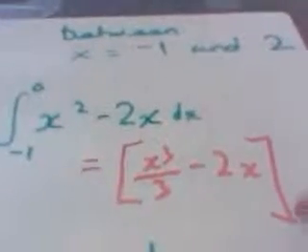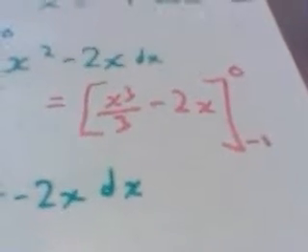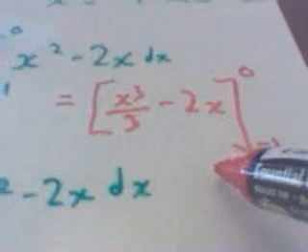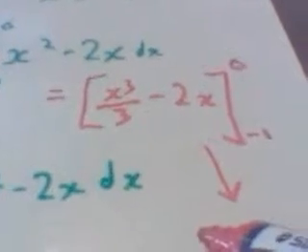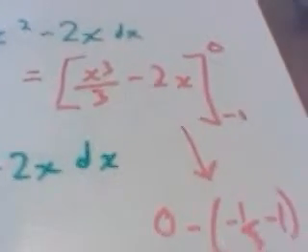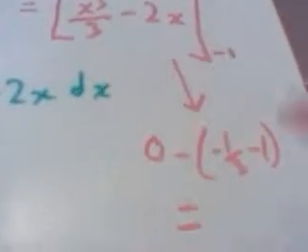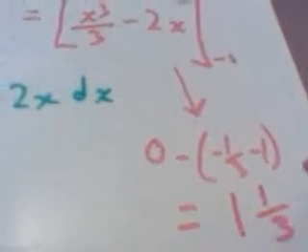So this first one is x cubed over 3 take 2x between -1 and 0. And if you work that out correctly, you should have seen that that became 0 minus -1/3 minus 1, which gives me an answer of 1 1/3. So I'm going to put that here. 1 1/3 is my first area, and then I'll work out the second one.